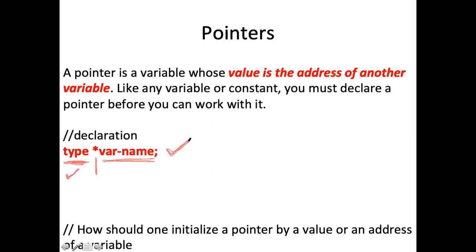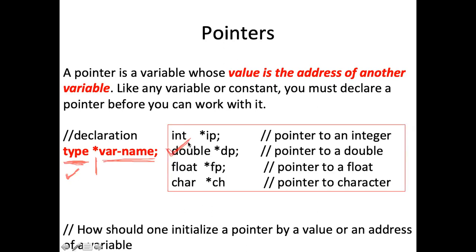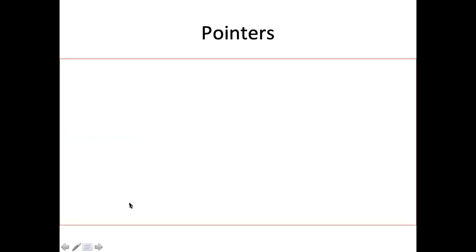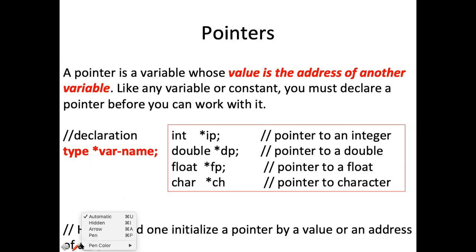Now the next thing is that once you have declared a pointer, then you also need to initialize that pointer. And before moving on to that bit, here are the different types of pointers that you can actually define. For example, you can have an integer pointer, you can have a float pointer, you can have char, you can have double, and all of them are actually using the same syntax that is being shown here in case of the declaration.